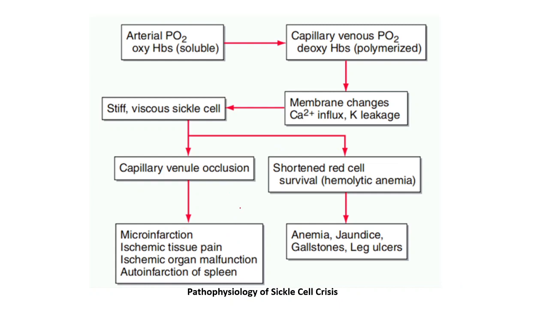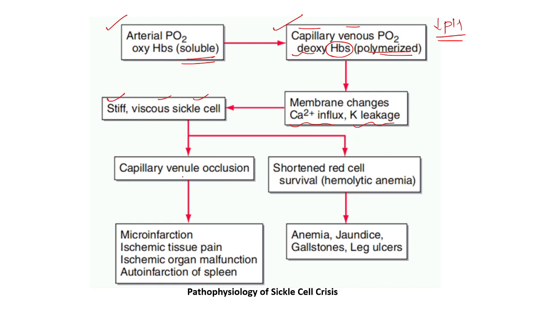Now let's see what is the pathophysiology of sickle cell crisis. First of all, when the sickle cells are present in arterial environment, these are soluble. Now when it is reaching the capillaries and venous system, there is fall in pH and fall in oxygen levels. This leads to deoxygenated hemoglobin S, which leads to polymerization of this HbS. Now there will be membrane changes like calcium influx and potassium leakage. The RBCs will be stiff, viscous sickle cells.